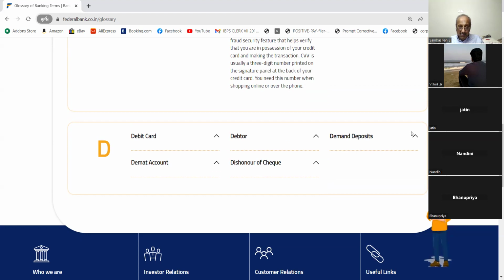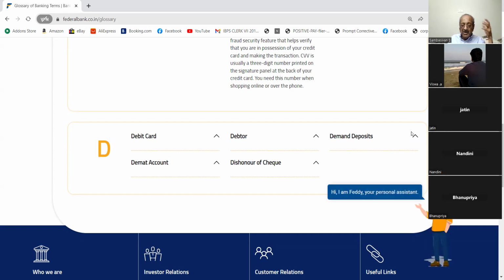Demand deposits are the deposits which are made on demand of the account. The deposit consists of a savings account and a current account, sir. So the first sentence is not required.